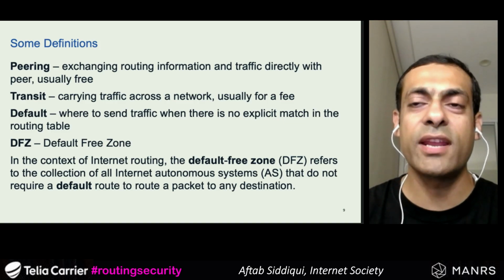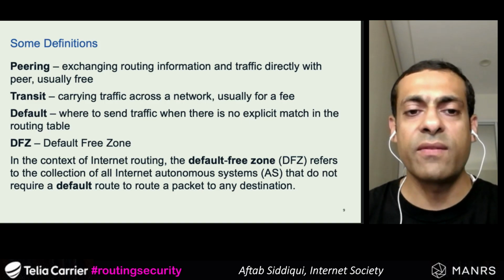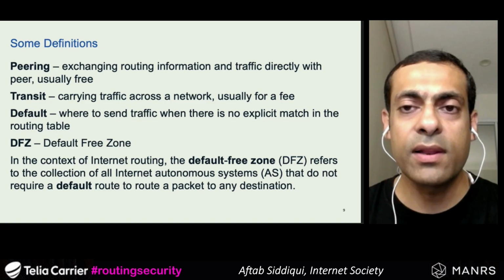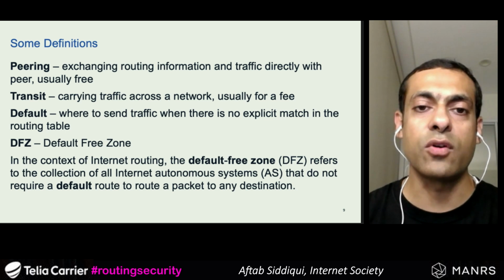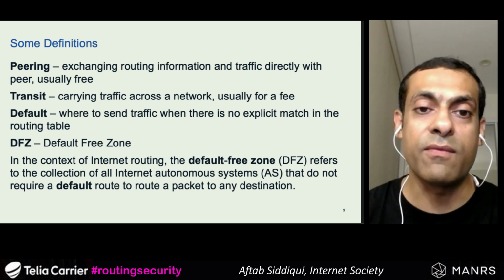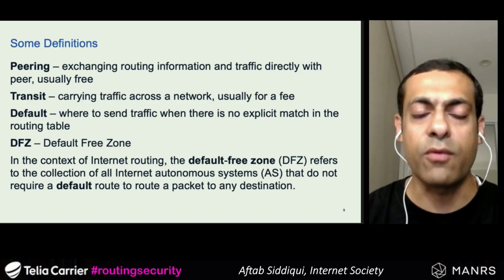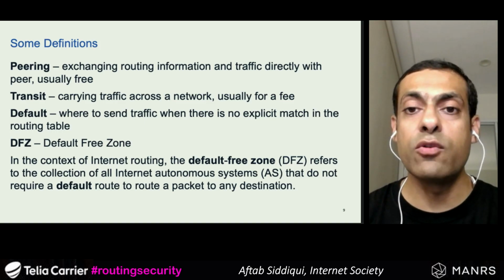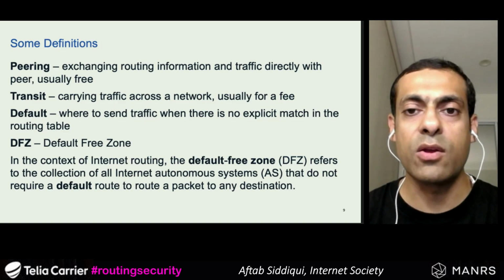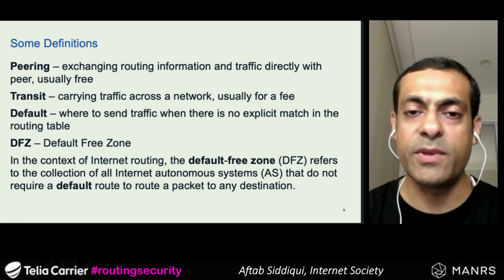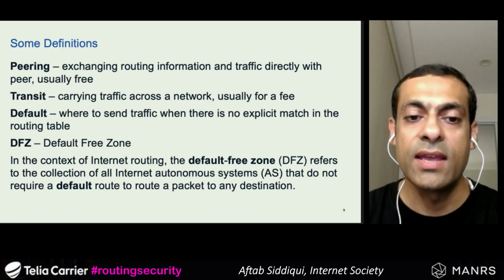Then you have to connect to the global routing table, and that's how you buy the transit. Default is where you send traffic when there is no explicit match to the routing table. It is usually for small ISPs, or those ISPs who cannot install the full routing table, or if they have only one transit provider, they sometimes prefer to have a default route. DFZ, the default free zone, is where you know the whole routing table, where you're installing the whole routing table, and you are not relying on any other ISPs for the default route. As the name suggests, it is default free zone. There is no default route in the routing table.